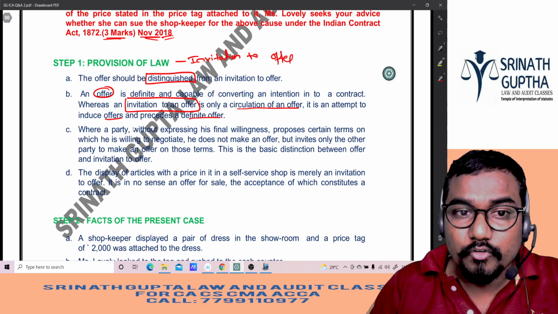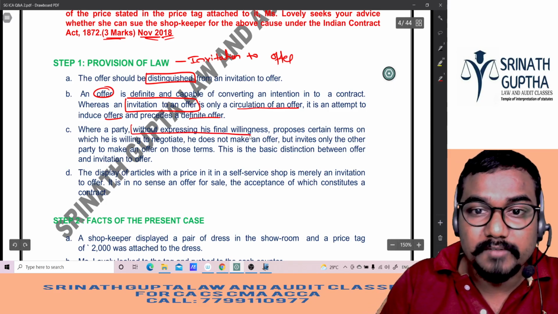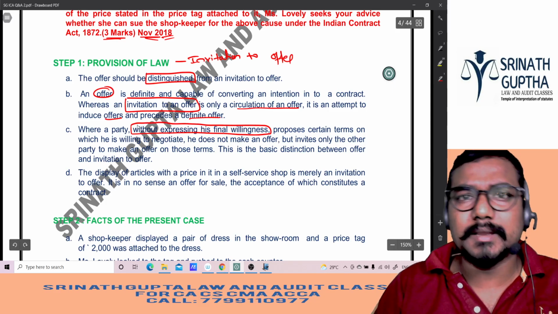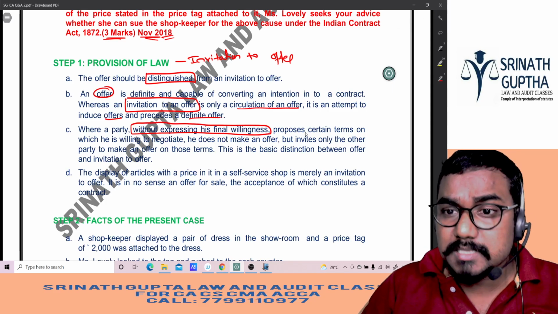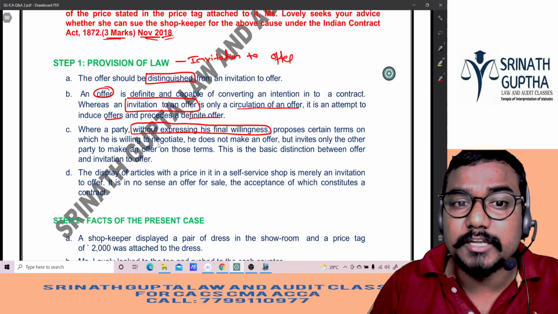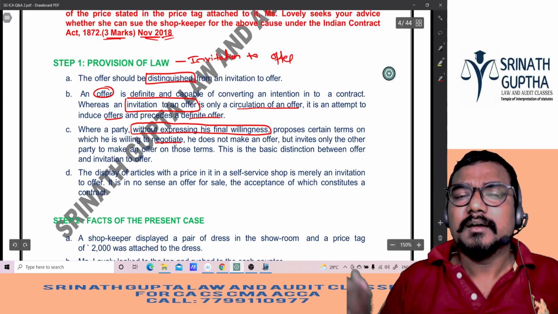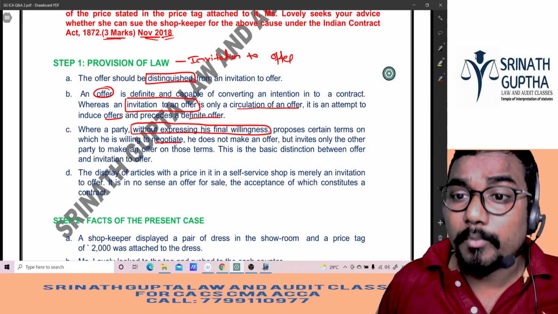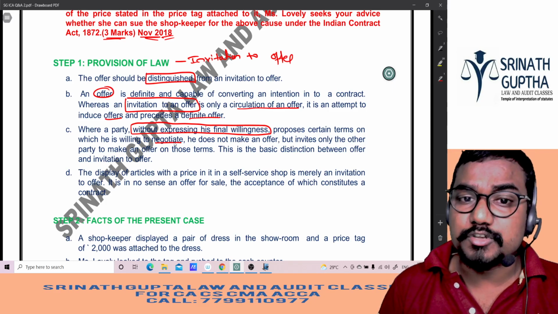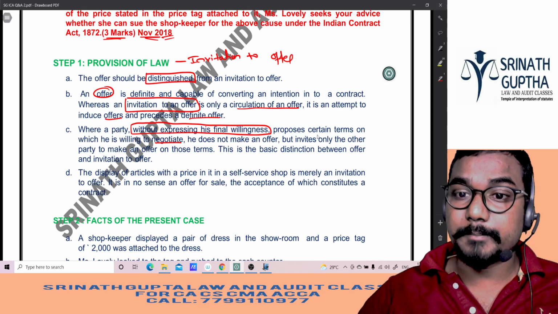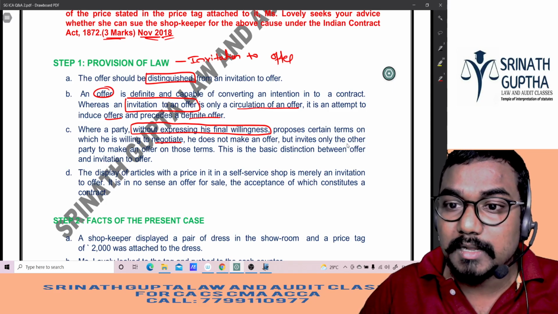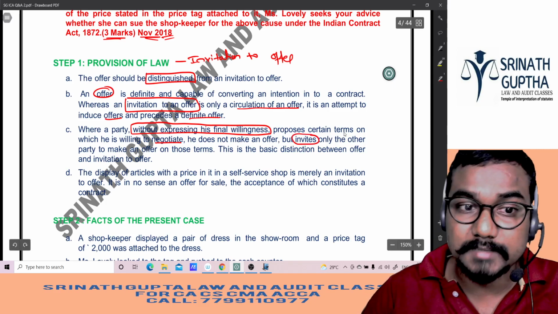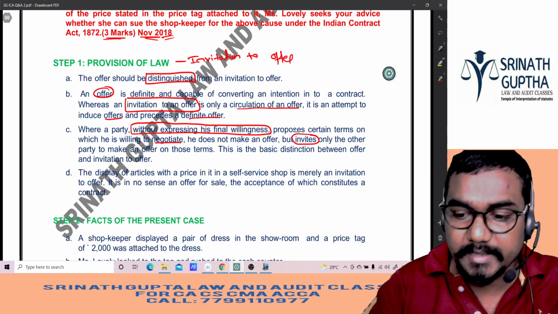Where a party without expressing the final willingness, I never said that I will sell the dress. I am keeping my dress on my display. Propose a certain terms on which he is willing to negotiate. If you give me offer, let us see. I may sell, I may not sell. Propose a certain terms on which he is willing to negotiate does not make an offer. But inviting only other party here, displaying the goods means inviting the other party. That is Lovely here.